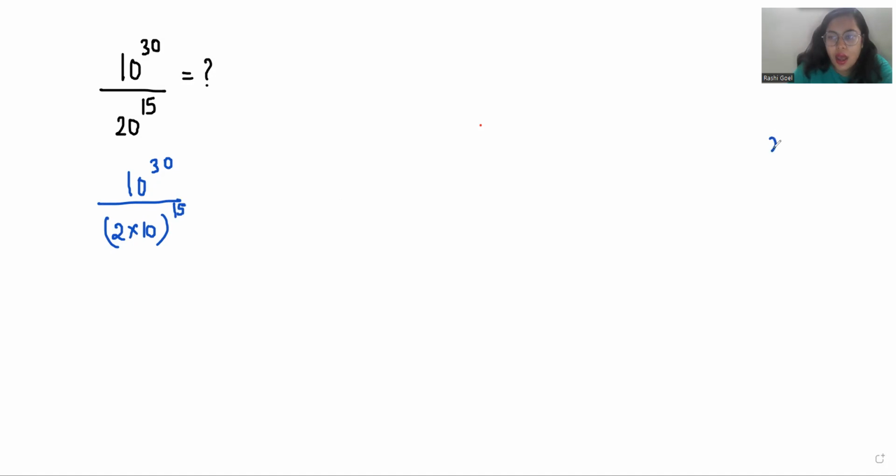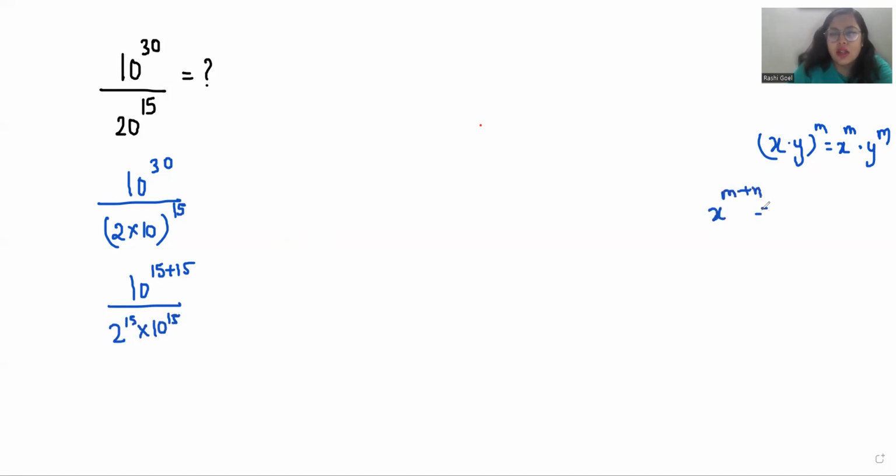Now exponent rule, (x times y) whole power n, we can write it as x power n times y power n. So 10 power 30 we can write it as 10 power 15 plus 15 by 2 power 15 times 10 power 15. Another exponent rule, x power m plus n, we can write it as x power m times x power n. So 10 power 15 times 10 power 15 by 2 power 15 times 10 power 15. So we can cancel out this.